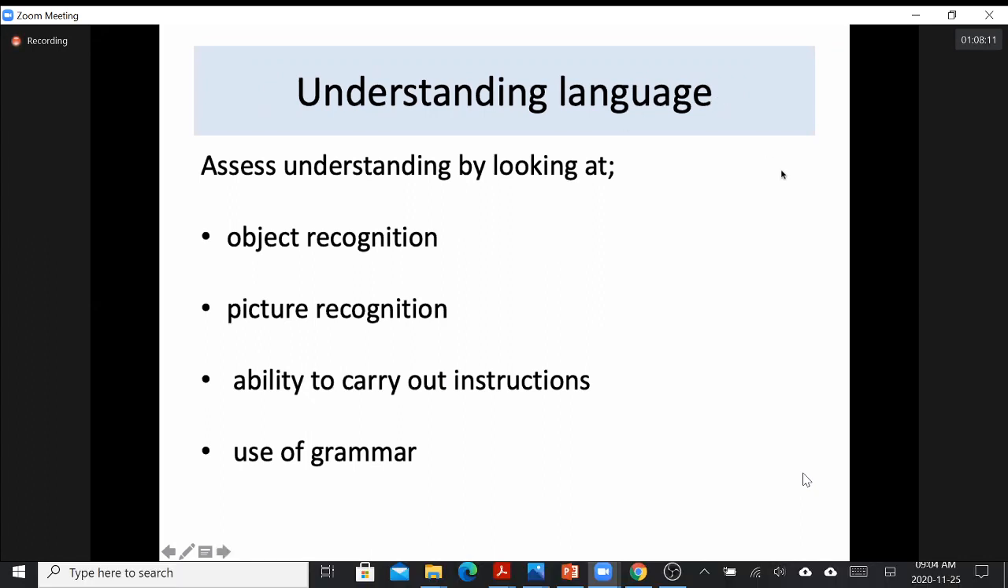Then about receptive language or understanding language. You assess it by looking at object recognition. As in, you give them a cup, you remember symbolic play.